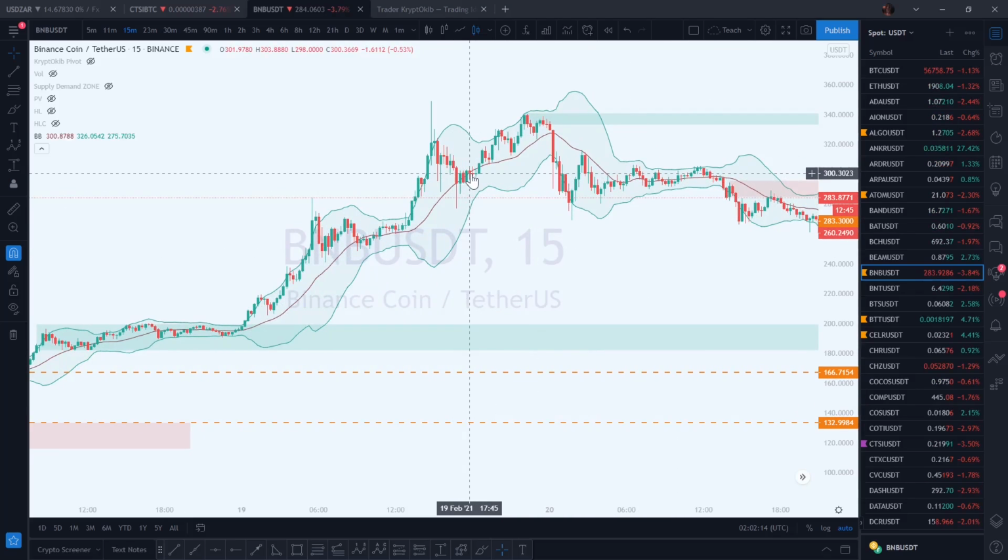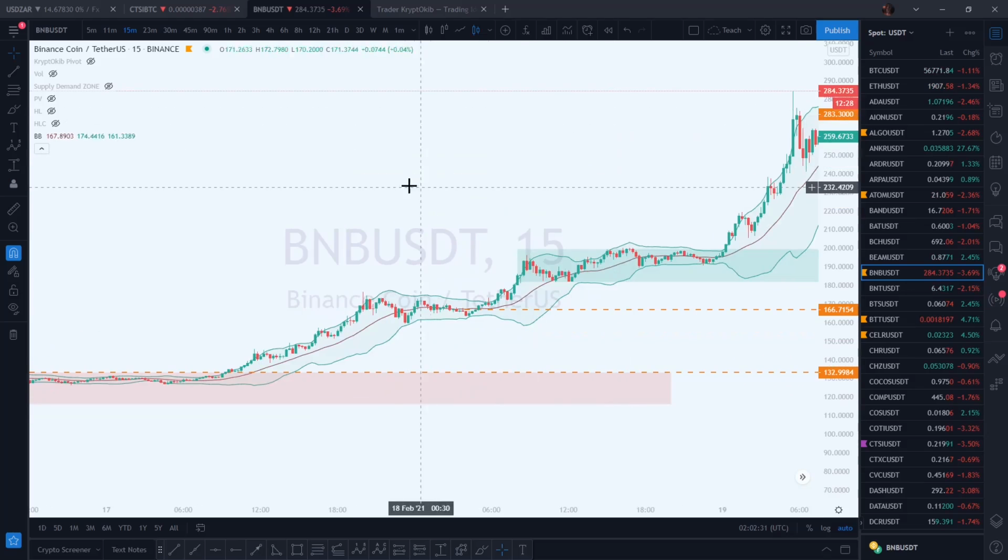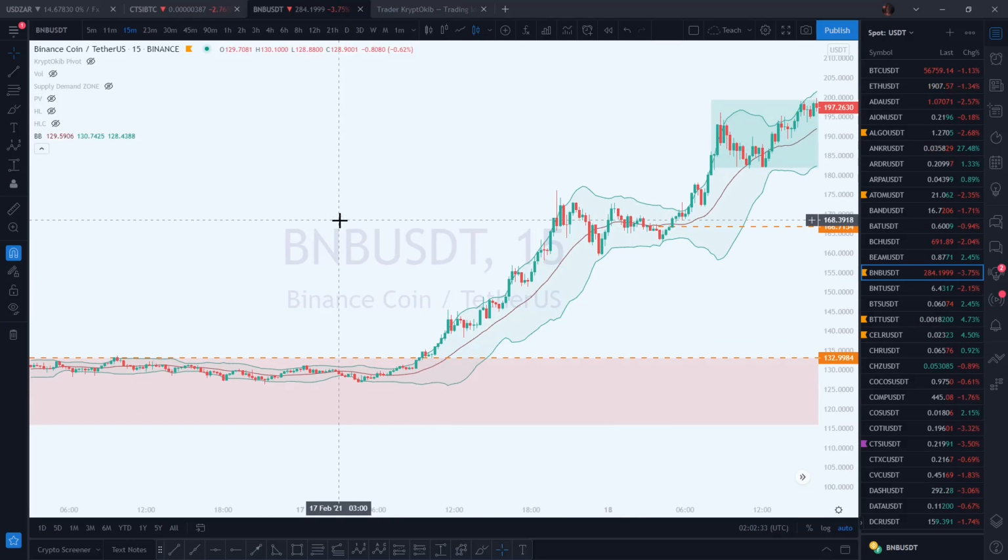It found support at the median line only to come back here and find resistance, back to the median line, back to the upper band, find resistance, and then back to the lower band. Flirting with it here, sent it back, pulled back to the median line, and then it met resistance. So that is Bollinger Bands for you.